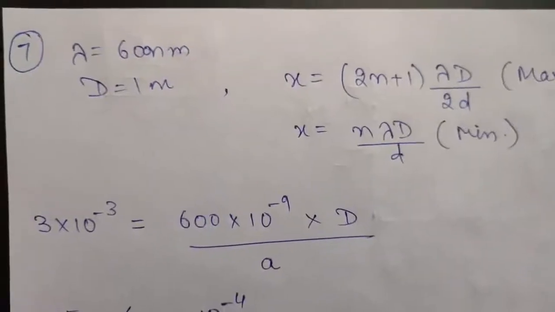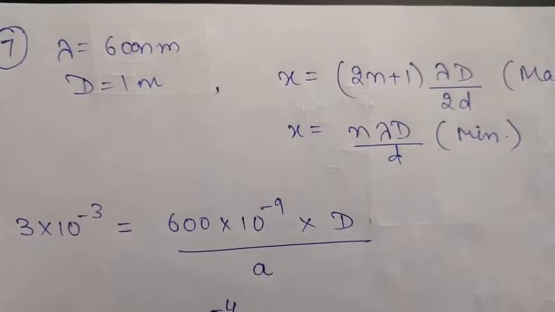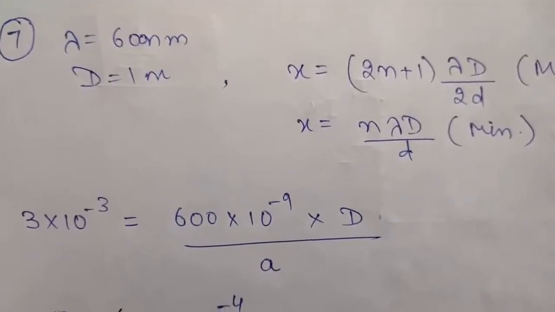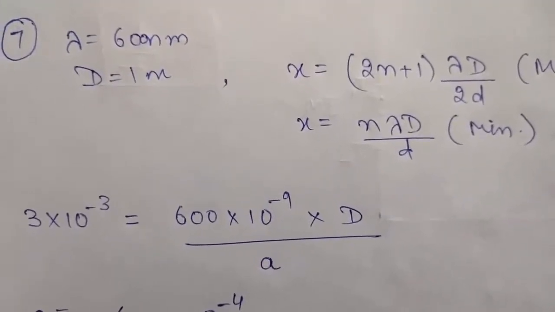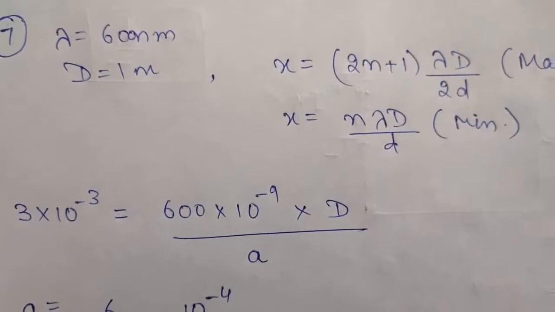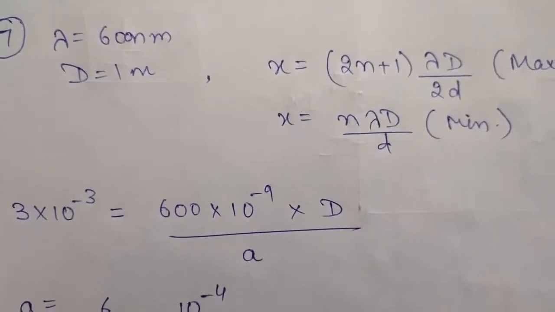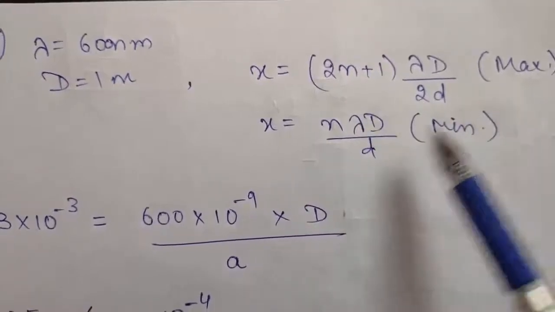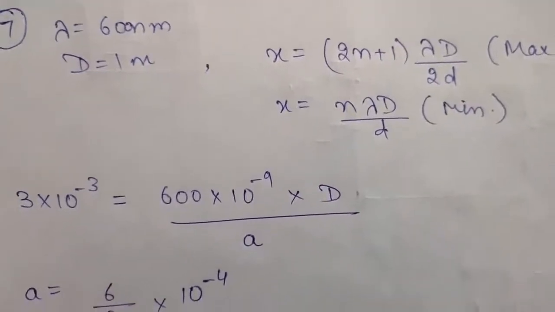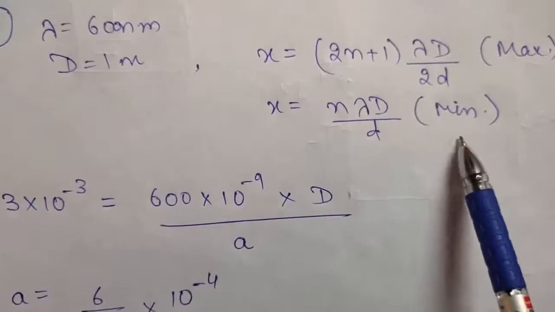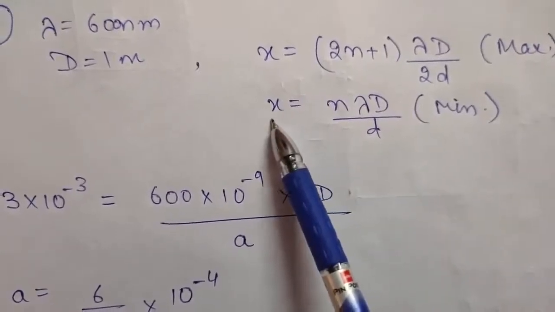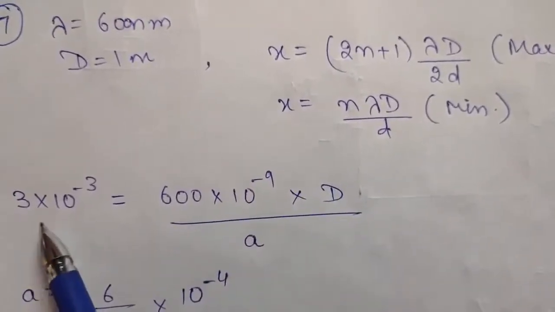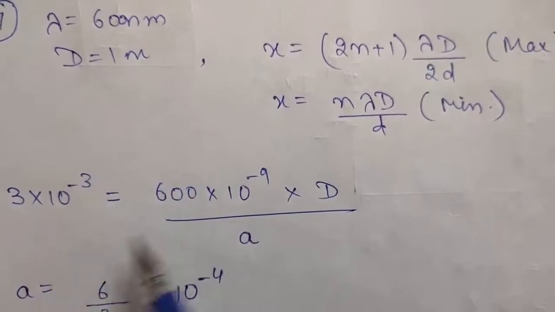Okay, in question number 7, you are given a wavelength of 600 nanometers and the distance between the screen and the slits is given to be 1 meter. Now, because this is a diffraction pattern, and as you know the conditions for diffraction pattern for the maxima and for minima, so according to the question, for minima, this distance is given to be 3 millimeters, or you can say 3 into 10 to the power minus 3 meters.